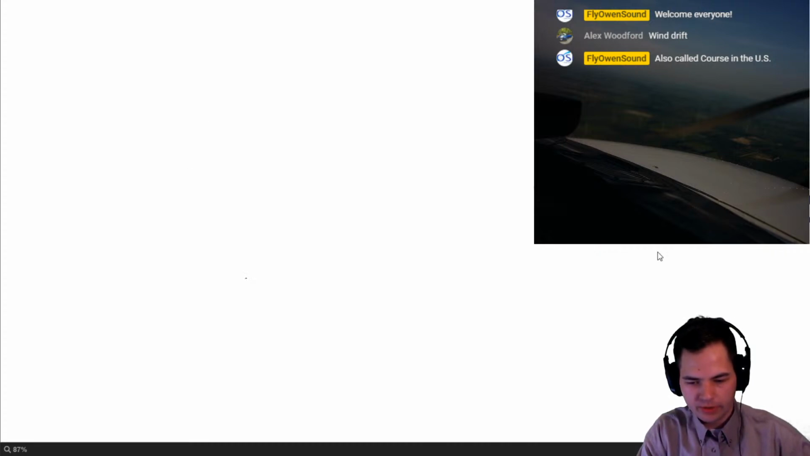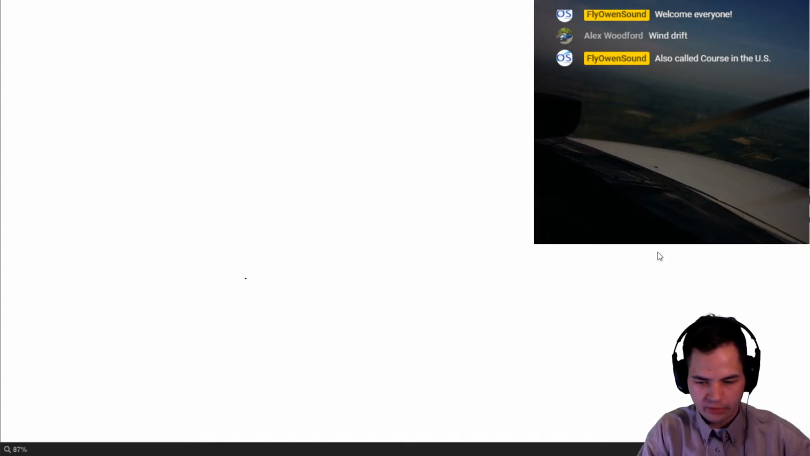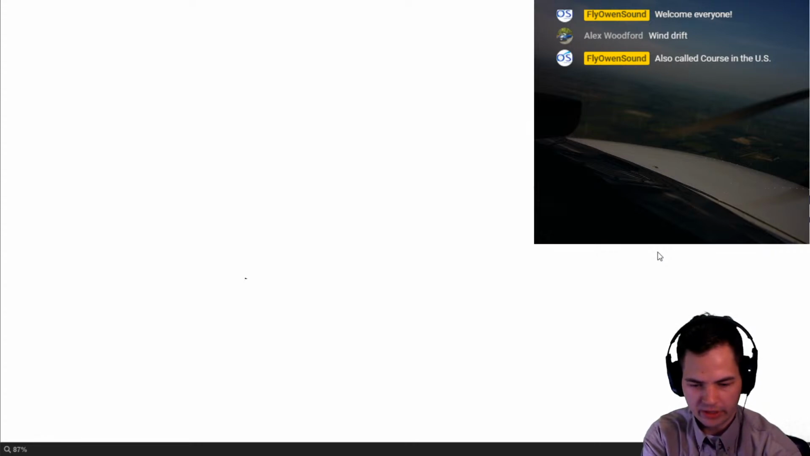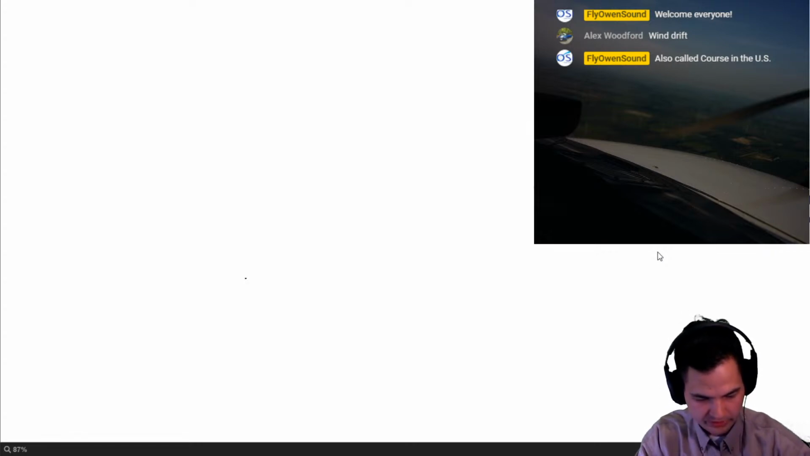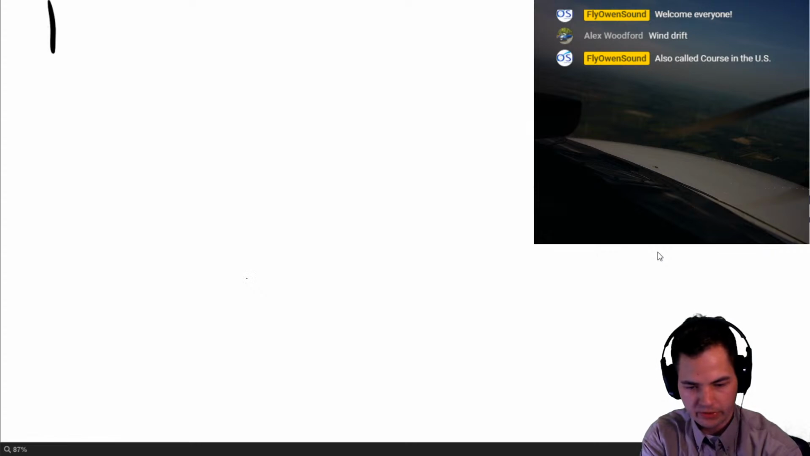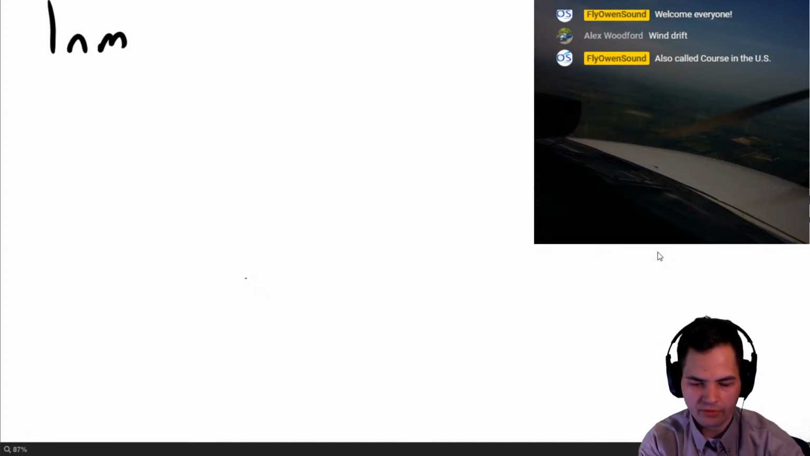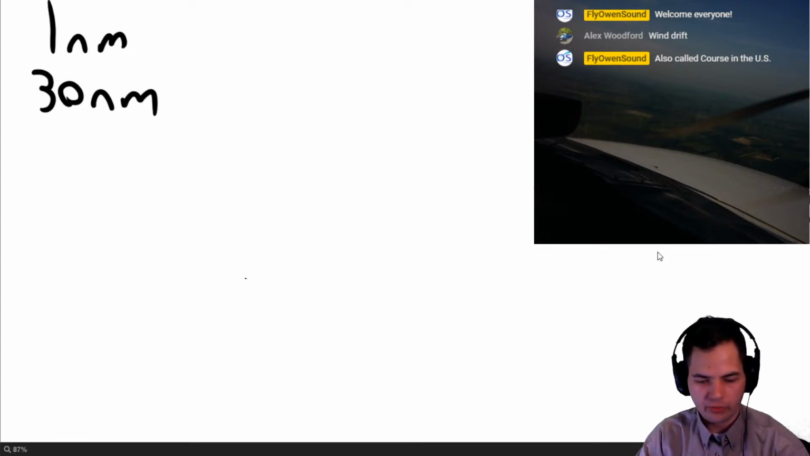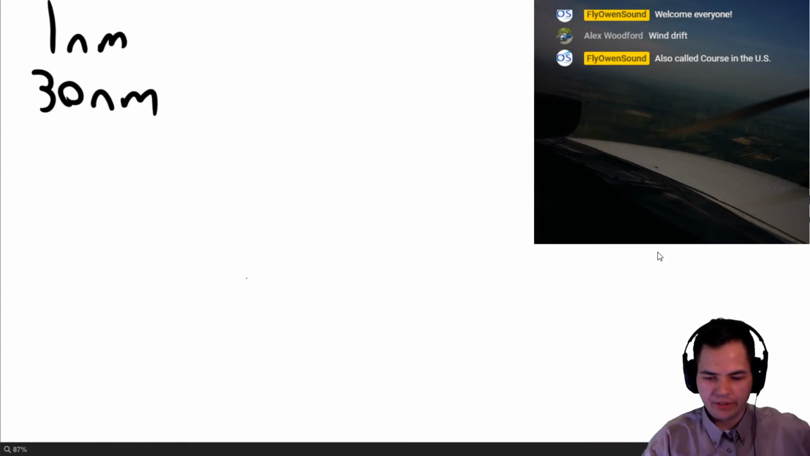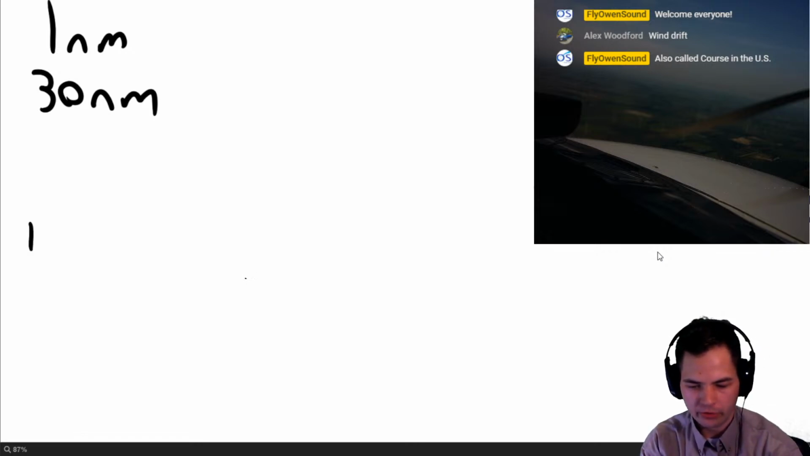So in this example, you are 1 nautical mile off track after having traveled 30 nautical miles. I'm going to start with the mathematical method, and then we'll reality check it in a second. So again, I'm going to start with 1 over 60, because that's the rule, and then 1 over 30.